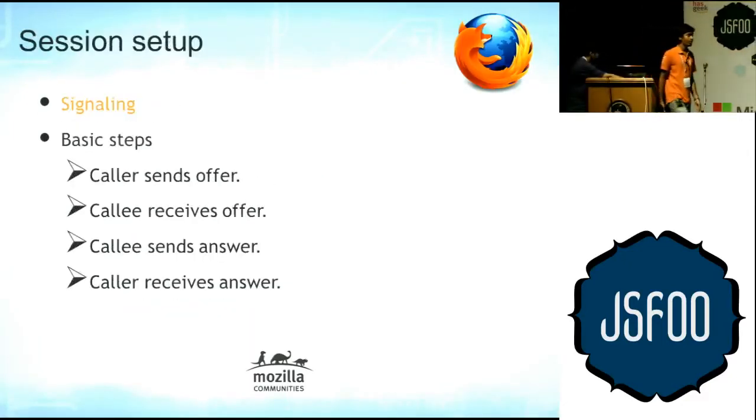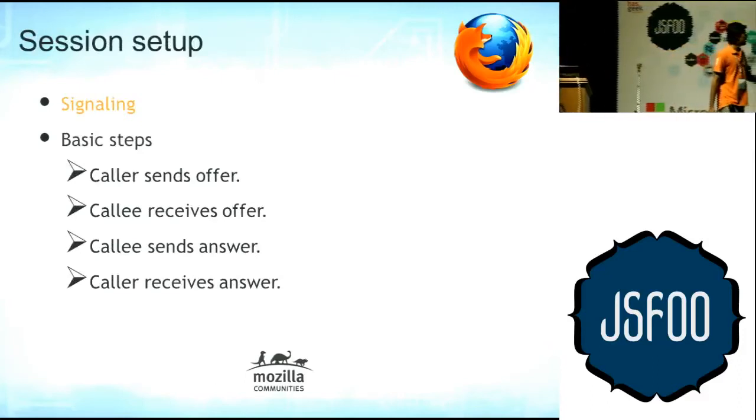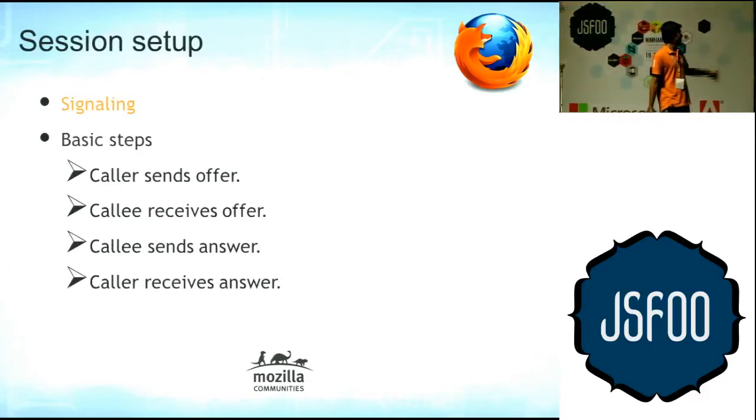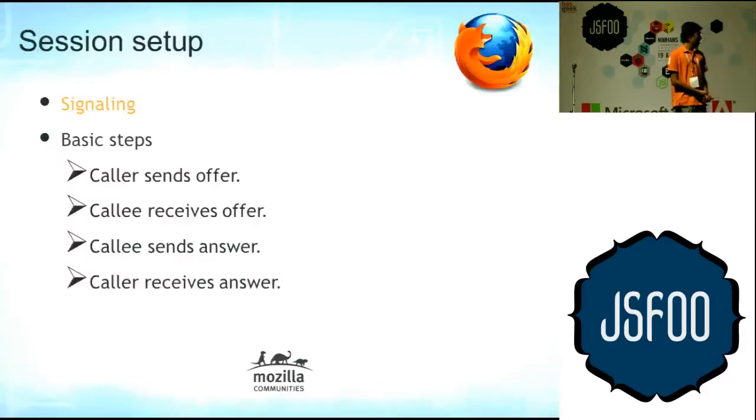So how is the peer-to-peer session set up? There's a process called signaling. Though it's not as easy as it looks, the concept behind it is pretty easy. First a caller sends an offer, then the callee receives the offer, the callee sends an answer, and the caller receives the answer. It's as simple as that. But the heavy lifting is done behind the scenes. It's all signaling C++ code, and you don't have to worry about it. All you have to worry about is these 4 steps, and you can establish a peer-to-peer connection.